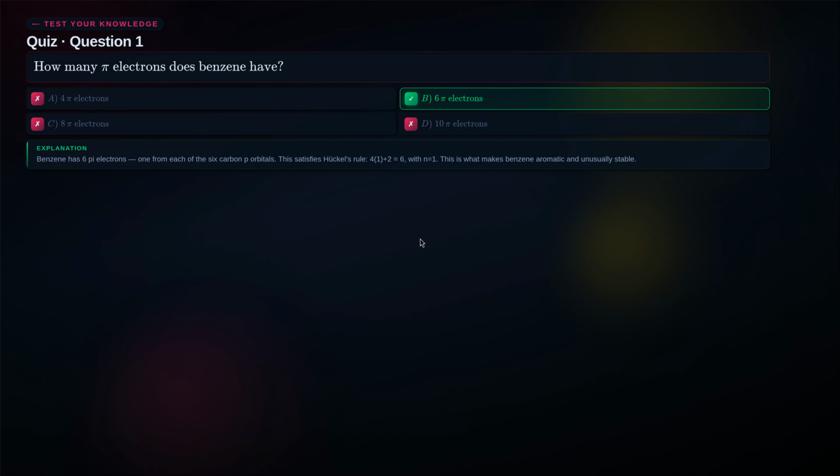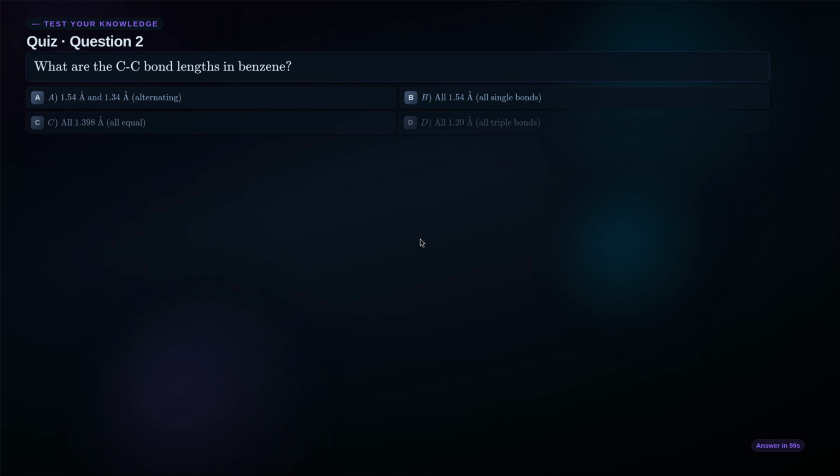Quiz question 2. What are the carbon-carbon bond lengths in benzene? Option A, 1.54 and 1.34 angstroms, alternating. Option B, all 1.54 angstroms, all single bonds. Option C, all 1.398 angstroms, all equal. Option D, all 1.20 angstroms, all triple bonds. Think carefully before the answer is revealed.